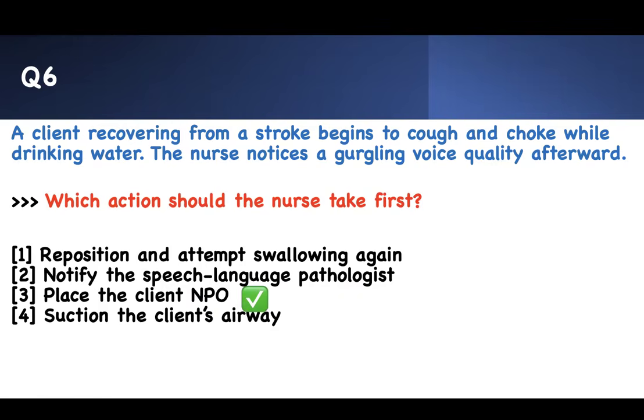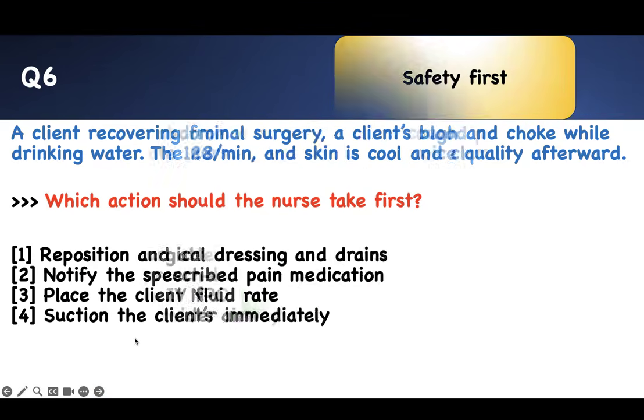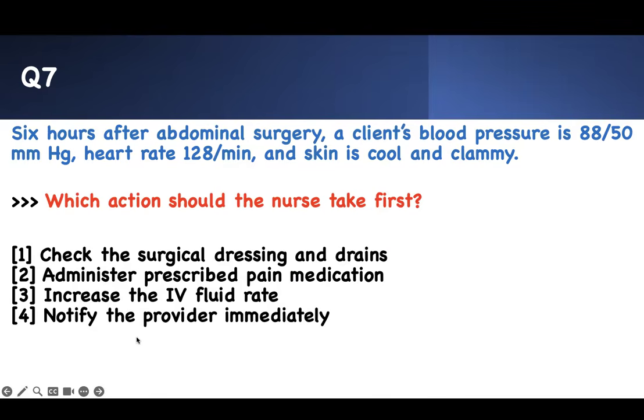I know I have a patient who may have choked, but the voice, you can't do anything about it anymore in terms of what is happening to the patient. You want to prevent further harm. So if you focus on suctioning the client, that means the client can drink again, right? Therefore, we should prevent the client from drinking. Safety first. Which action should the nurse take first?